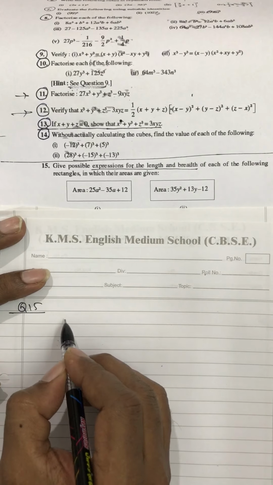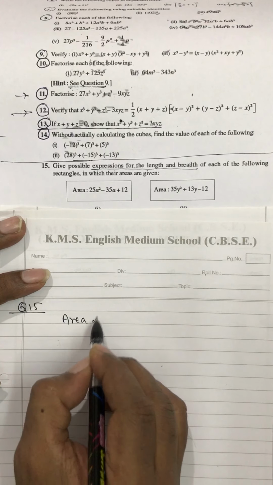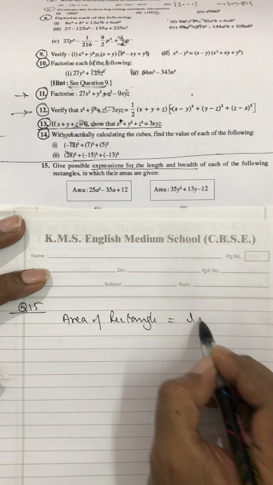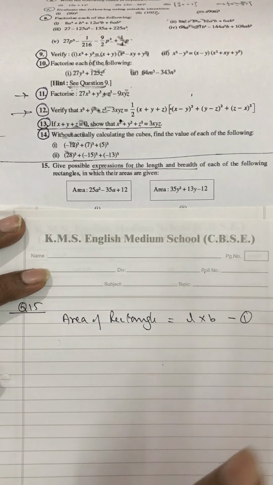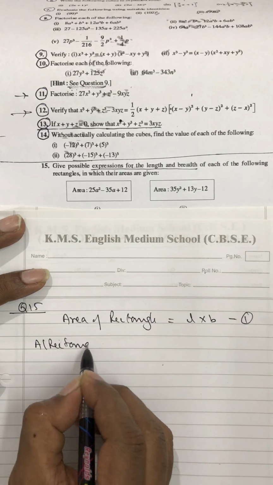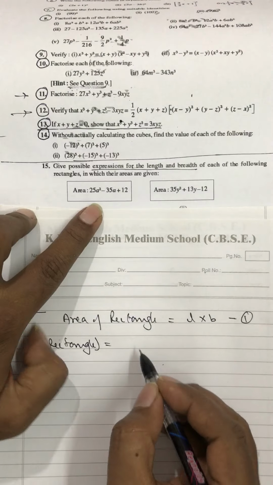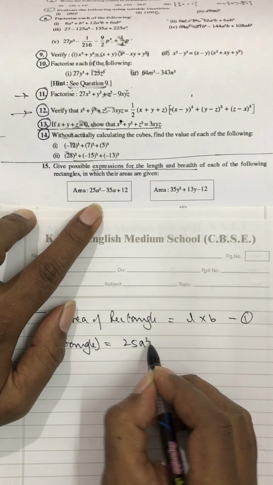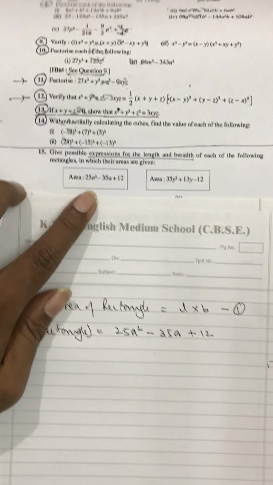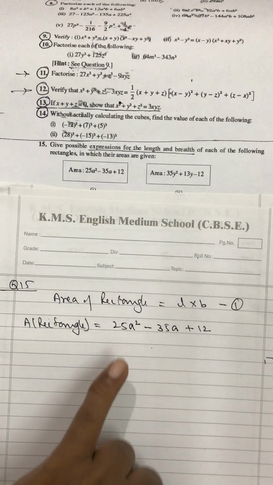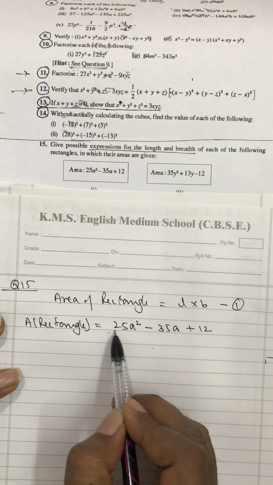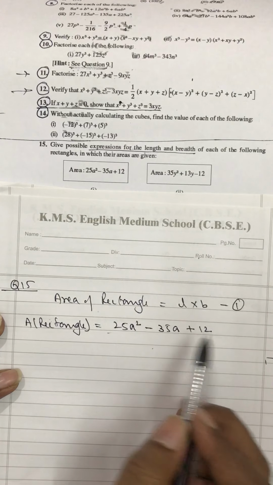So basically here, area of rectangle is equal to length into breadth. This is the formula, but they have given the area of rectangle is equal to 25a square minus 35a plus 12. First thing that you should do is check whether you have any common factor among these. 25 and 35 have 5, but 12 does not have 5, so that's okay.